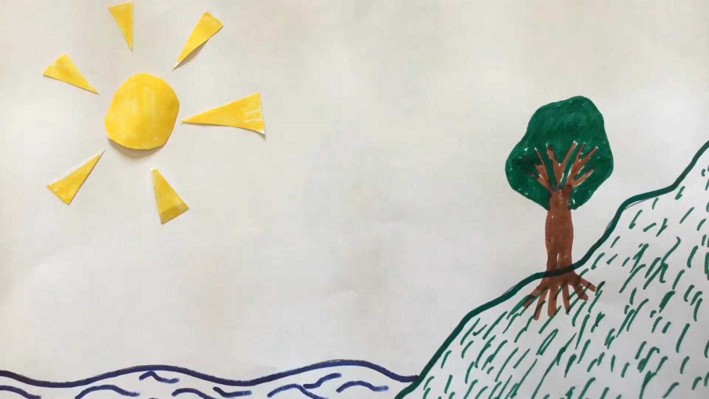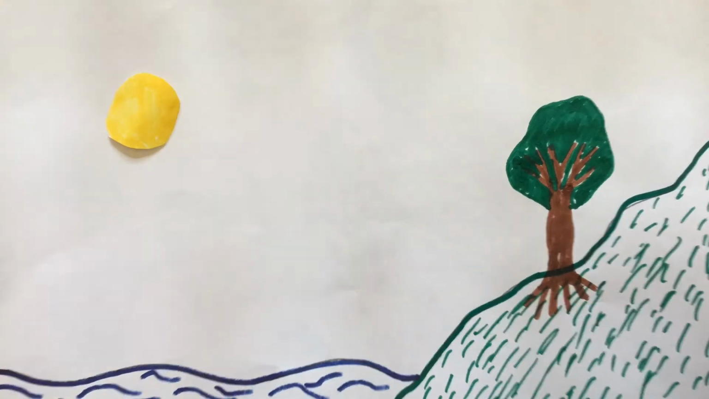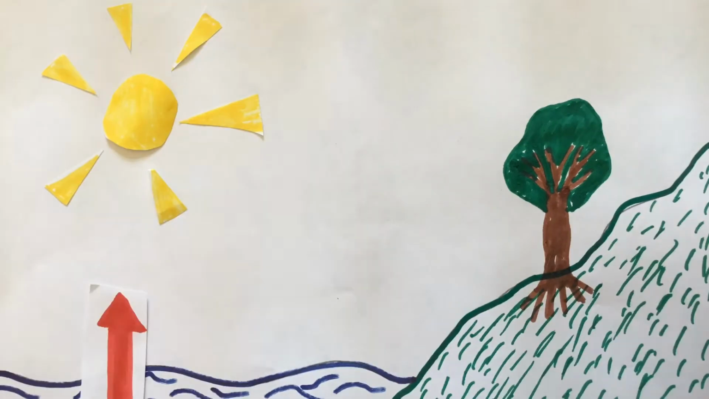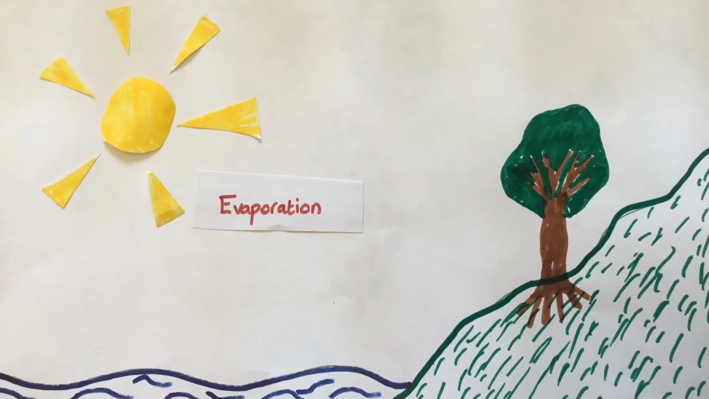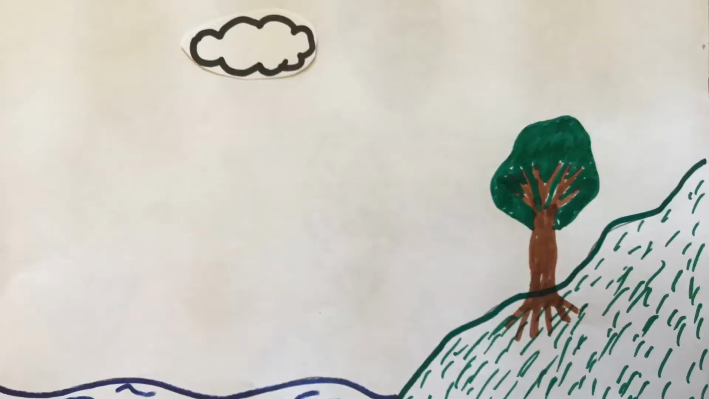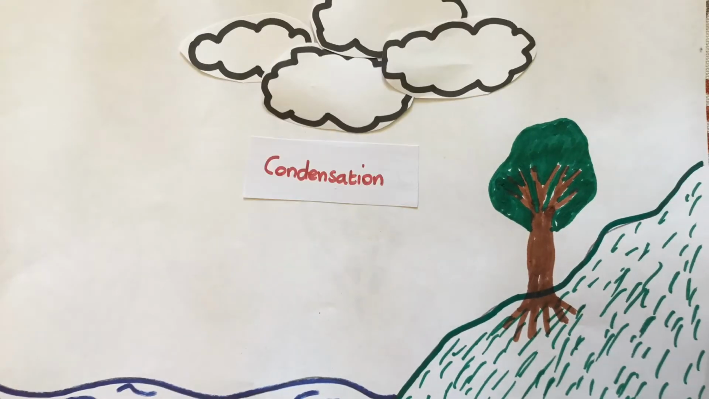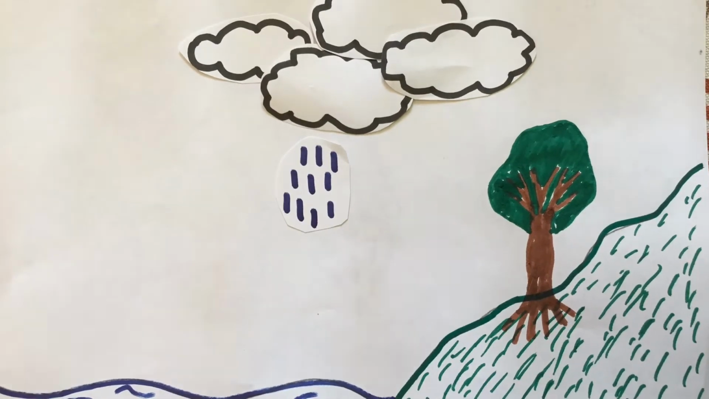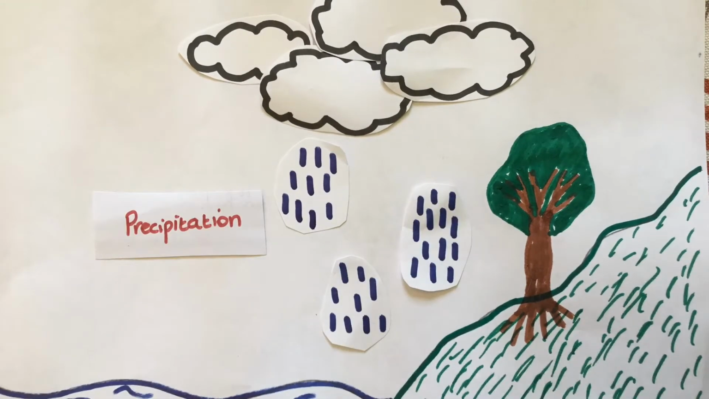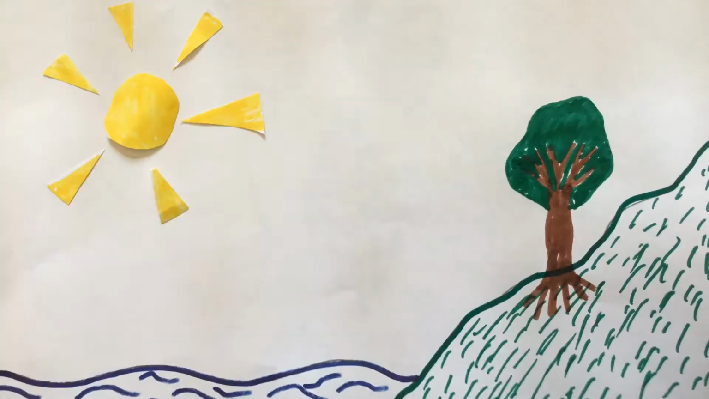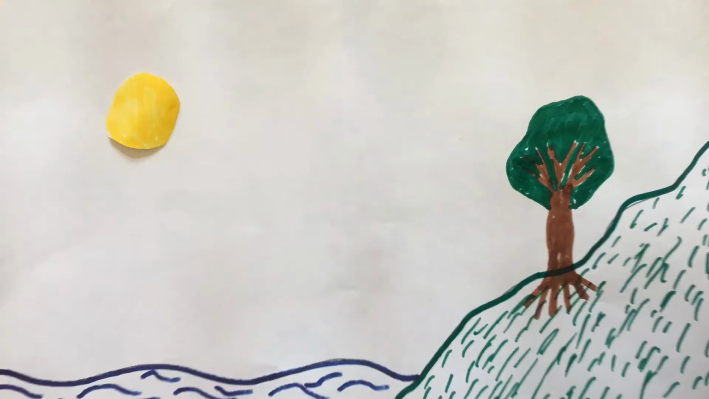Water evaporates in the heat of the sun. This stage is called evaporation. Droplets of water form into clouds. The droplets get bigger and bigger, and this is called condensation. The water falls as rain, snow, hail or sleet, and this is called precipitation. The water evaporates and the cycle starts again.